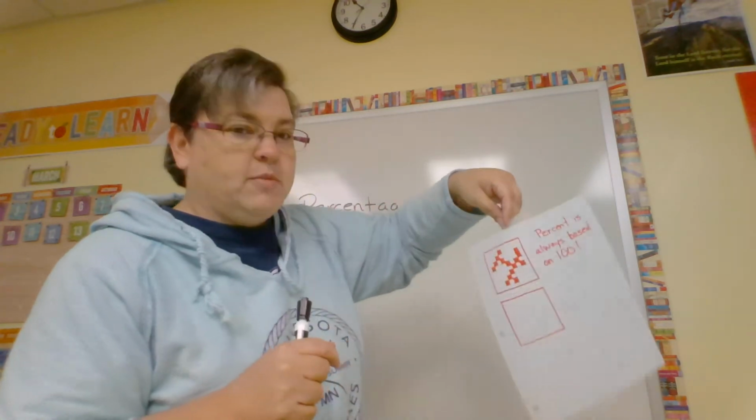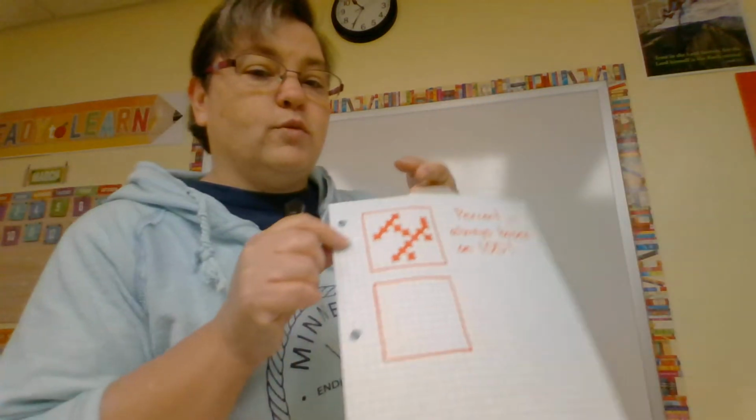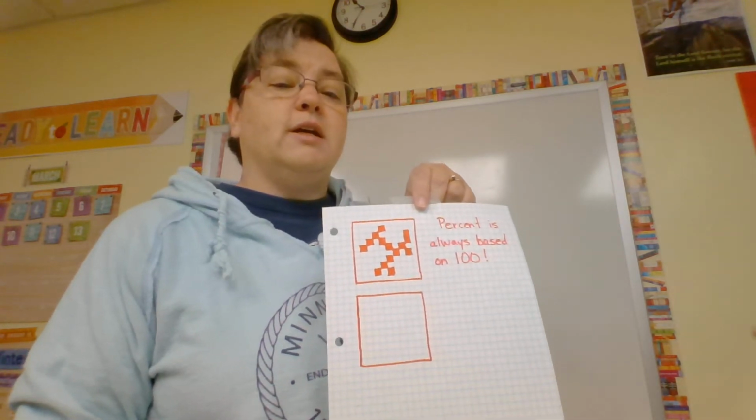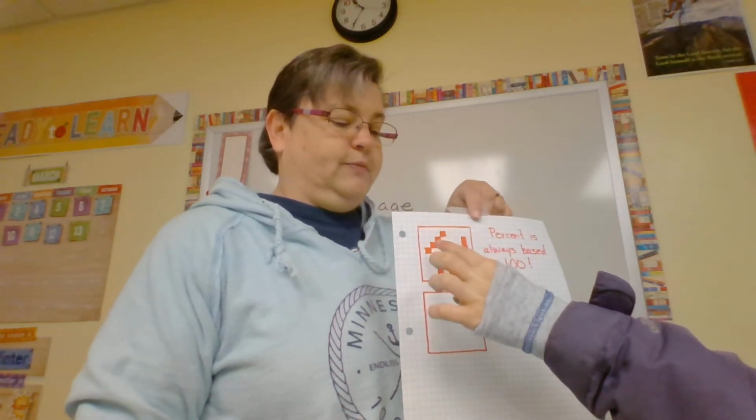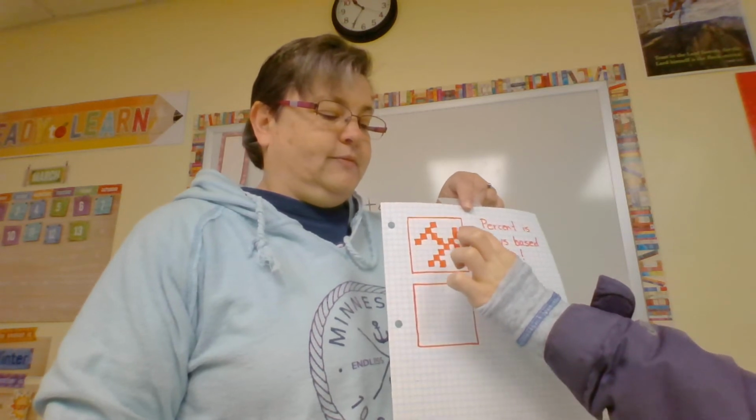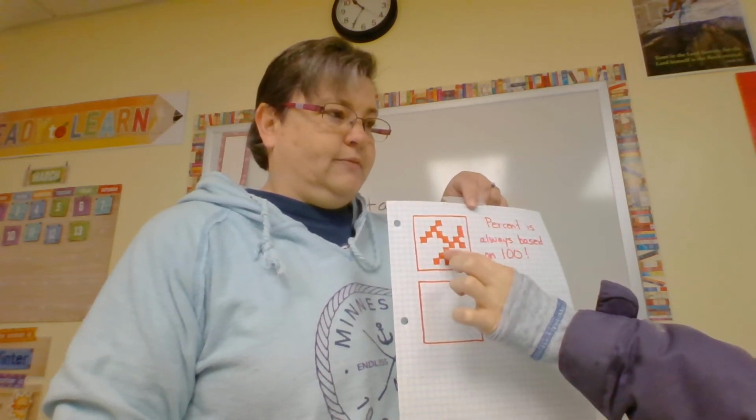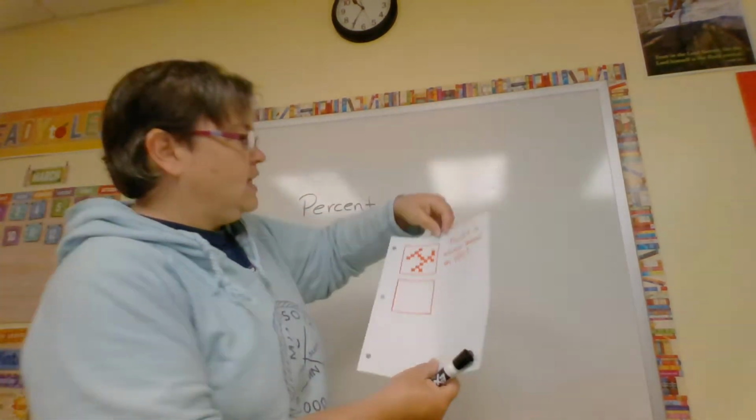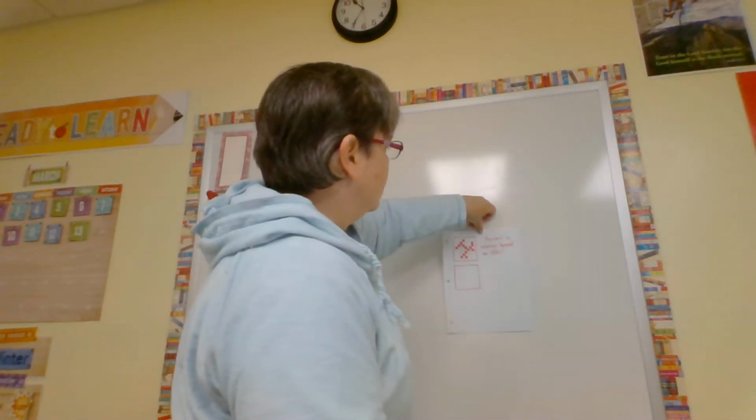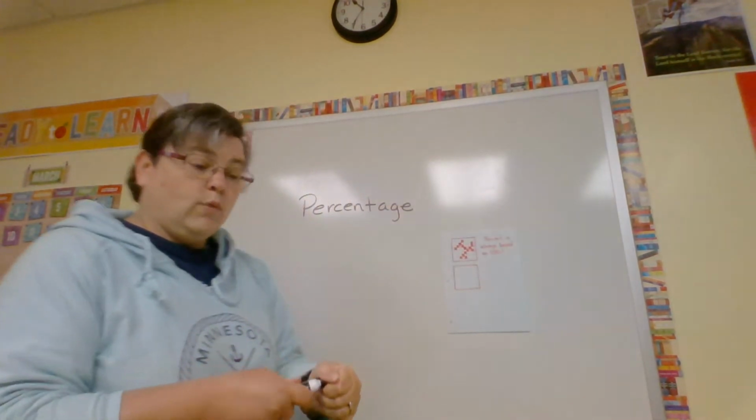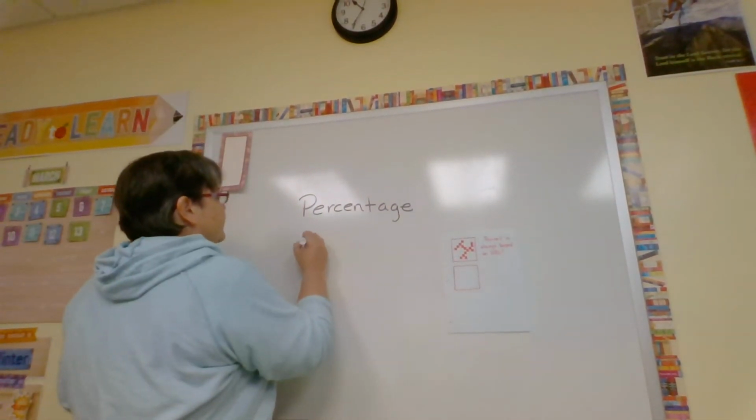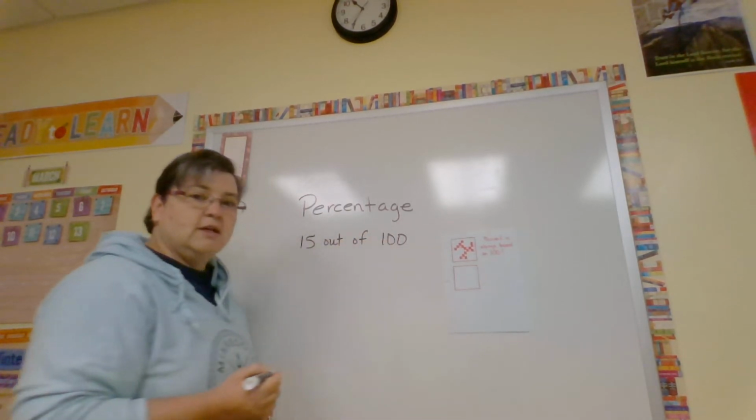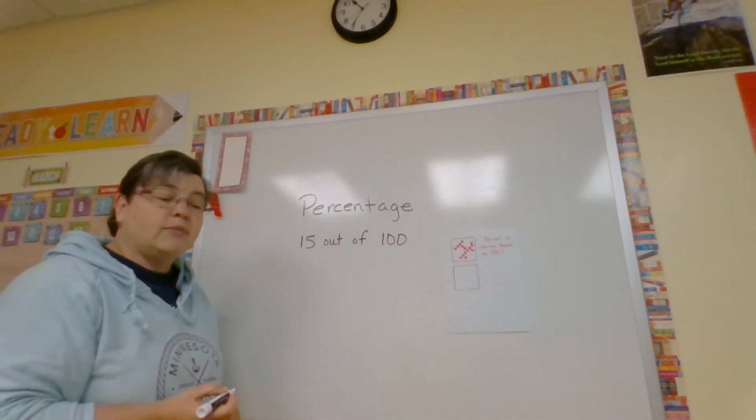So I'm going to let Phoebe, if you would count up here and count how many squares are in this box. 1, 2, 3, 4, 5, 6, 7, 8, 9, 10, 11, 12, 13, 14, 15. 15, that's absolutely correct. There are 15 out of 100. So if I wanted to write 15 out of 100, I could write it that way.